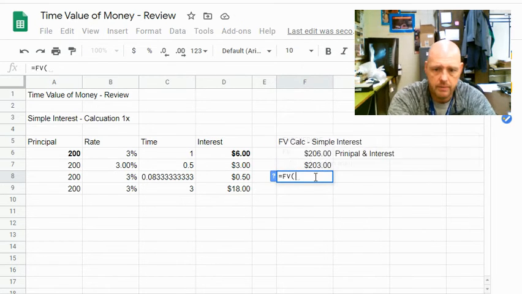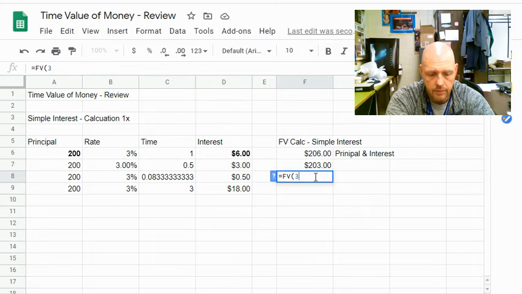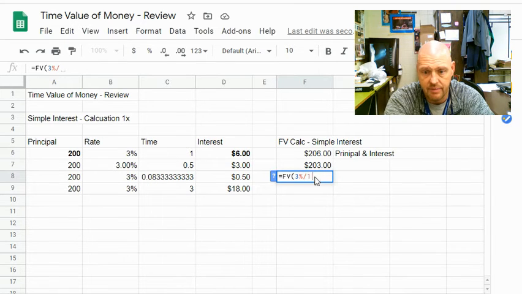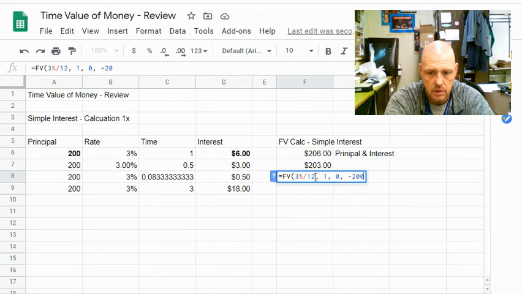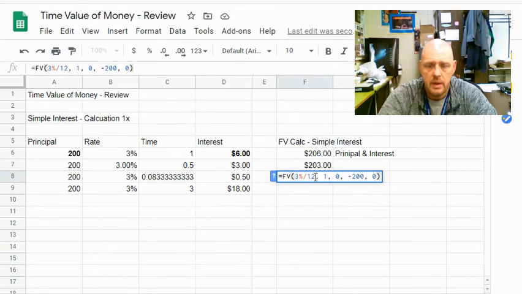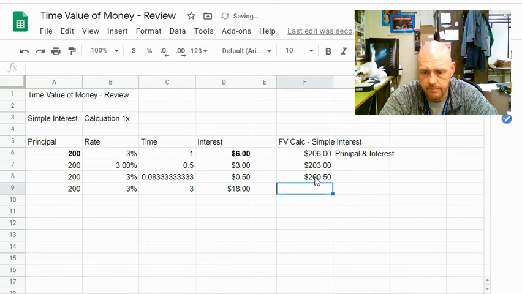How about 1 month? Equals future value, 3%, but divided by how long am I leaving it in there? Or how many times is this thing getting done? Well, it's getting done for 1 month. So I got to divide it by 12 to get it into a monthly interest rate. I'm doing the calculation 1 time, 0, 200, 0. In theory, I should say $200.50.